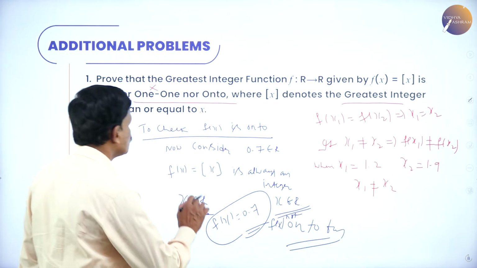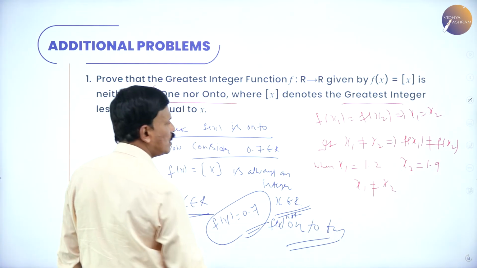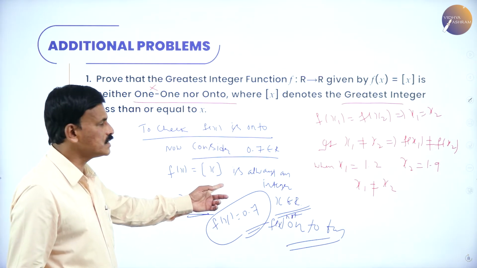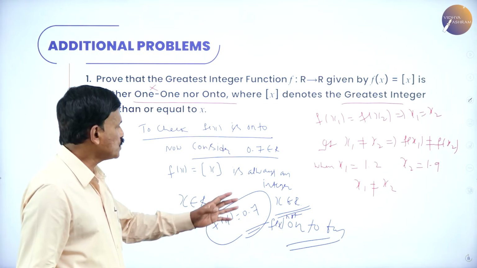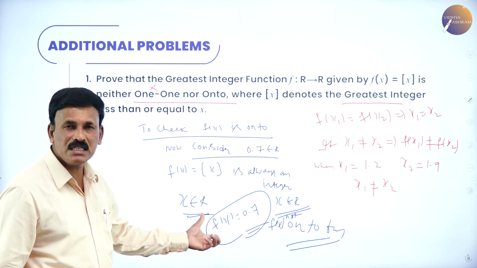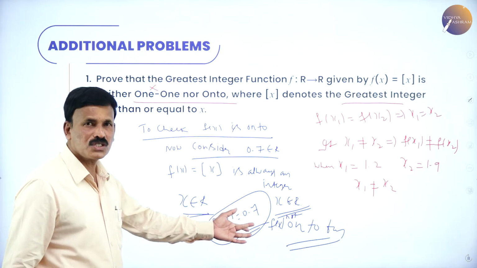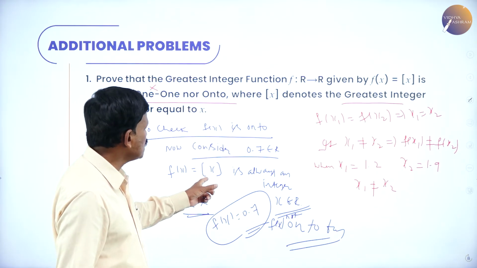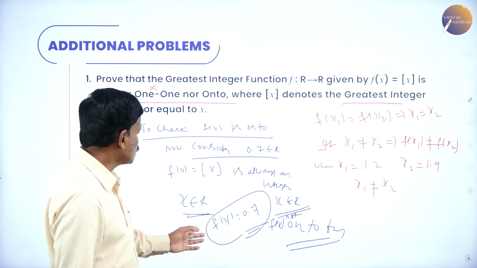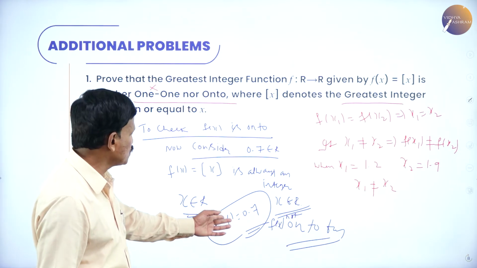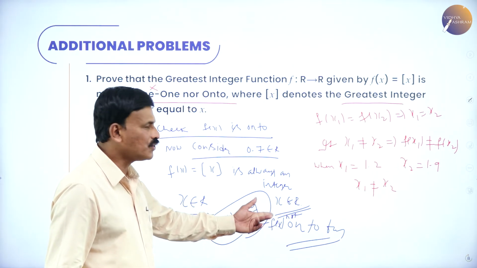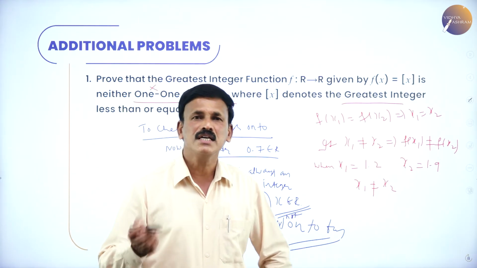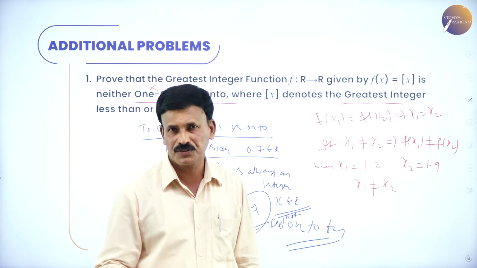So that means here, to check f of x is onto, consider a value 0.7 which belongs to R. Since the greatest integer function always gives an integer, there does not exist any x such that f of x is equal to 0.7, because f of x is always an integer. So therefore f of x is not an onto function. Hence f of x is neither one-one nor onto.